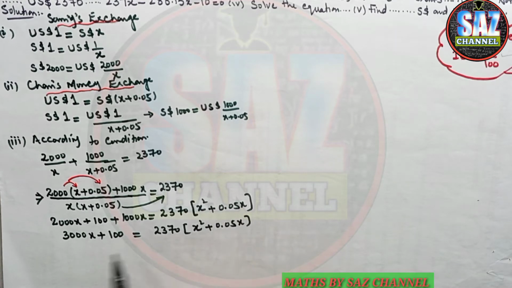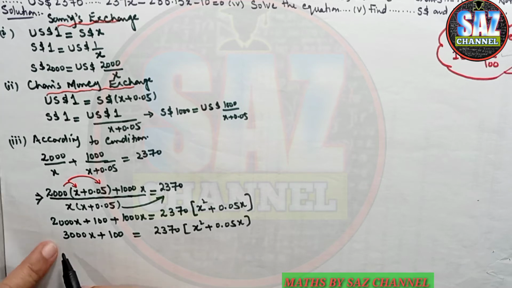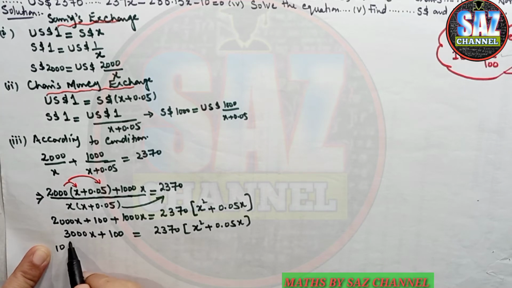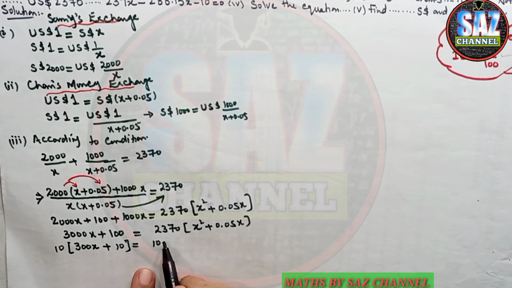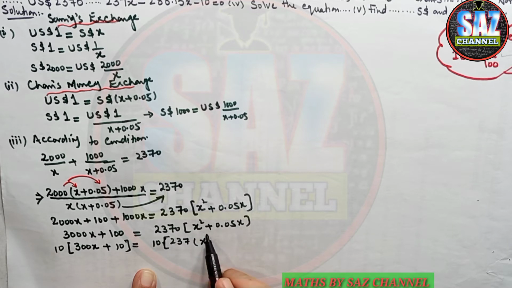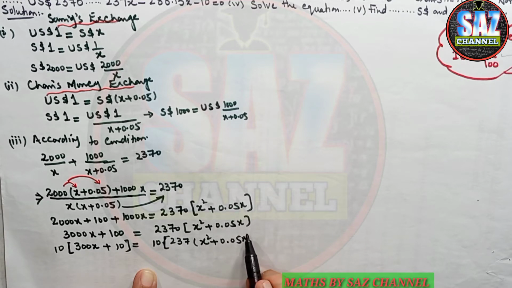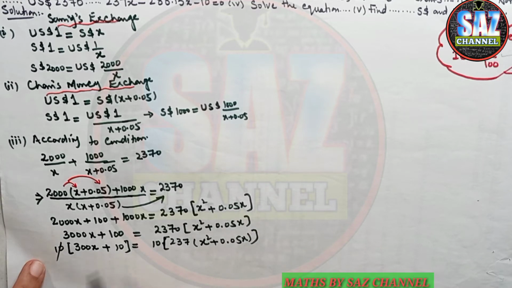Now if we look at both sides, we can see that we can take 10 as a common factor. When I'm taking 10 as a common factor, inside the bracket I will be left with 300x plus 10 equal to, close the bracket, 10 from 2370, and inside the bracket I will be left with 237 into x square plus 0.05x, and close the bracket. This 10 will be going with this 10.